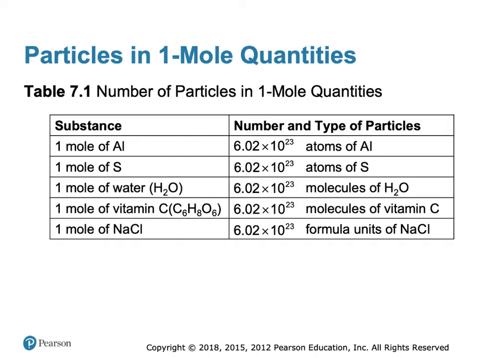All right, so here if we look at table 7.1, we can see that 1 mole of aluminum contains 6.02 times 10 to the 23 atoms of aluminum. Let's just look here. 1 mole of water, which is H2O, contains 6.02 times 10 to the 23 molecules of water. Okay, so again, keep this in mind. 1 mole always equals 6.02 times 10 to the 23 of something.